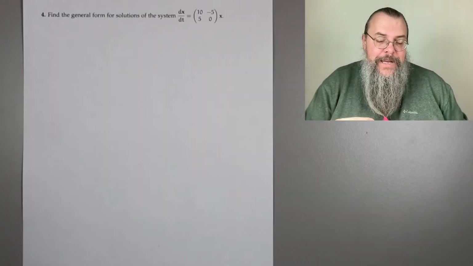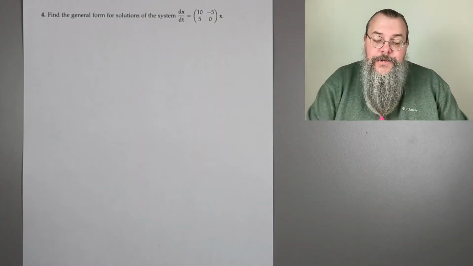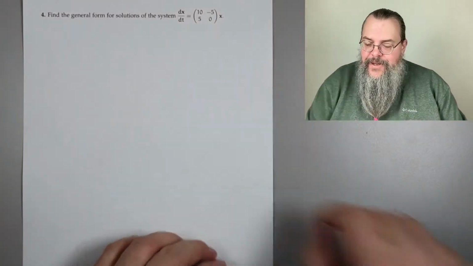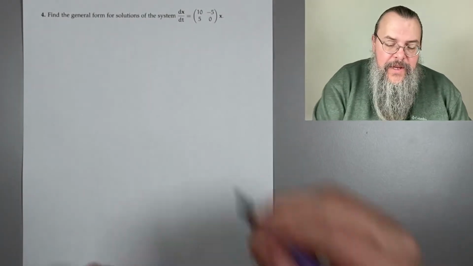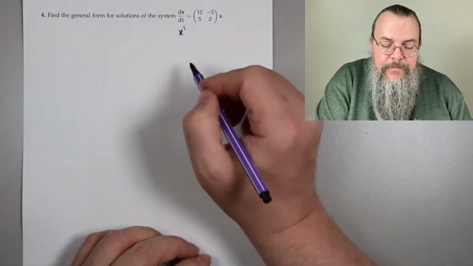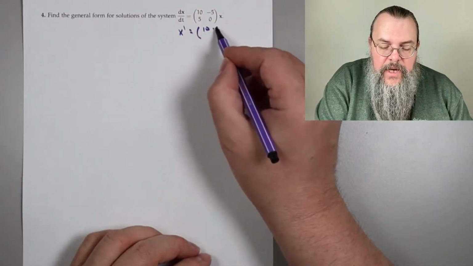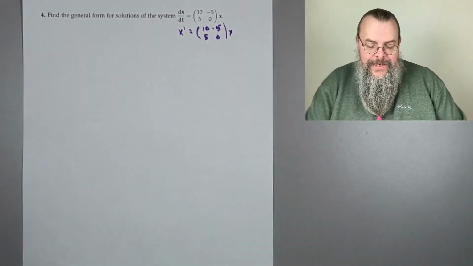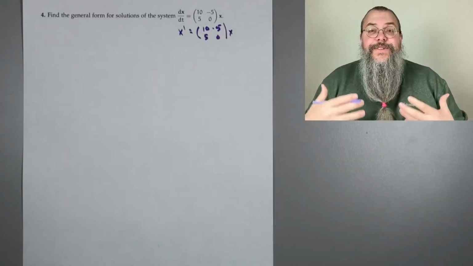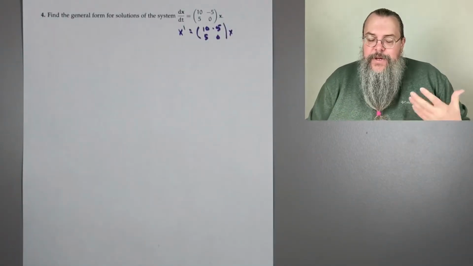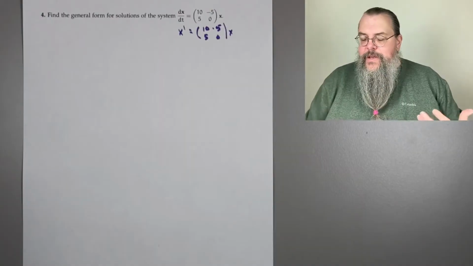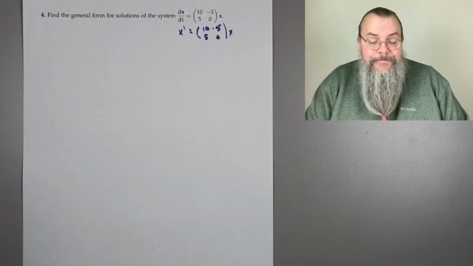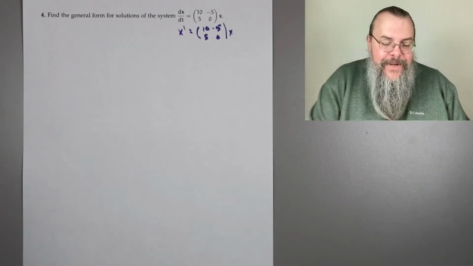Number 4, find the general form for solutions of the system dx/dt equals [10, -5; 5, 0]x. All right, so dx/dt, by the way, has another name. We also call this x prime. And so, all right, well, great. Now we're getting into the fun stuff where we have a 2 by 2, and they're numbers, no functions. So we get into our eigenvalues, eigenvectors. And in fact, whenever we see a 2 by 2 matrix, we say, hey, let's talk about our eigenvalues. What's going on? So our first reaction is always eigenvalues.